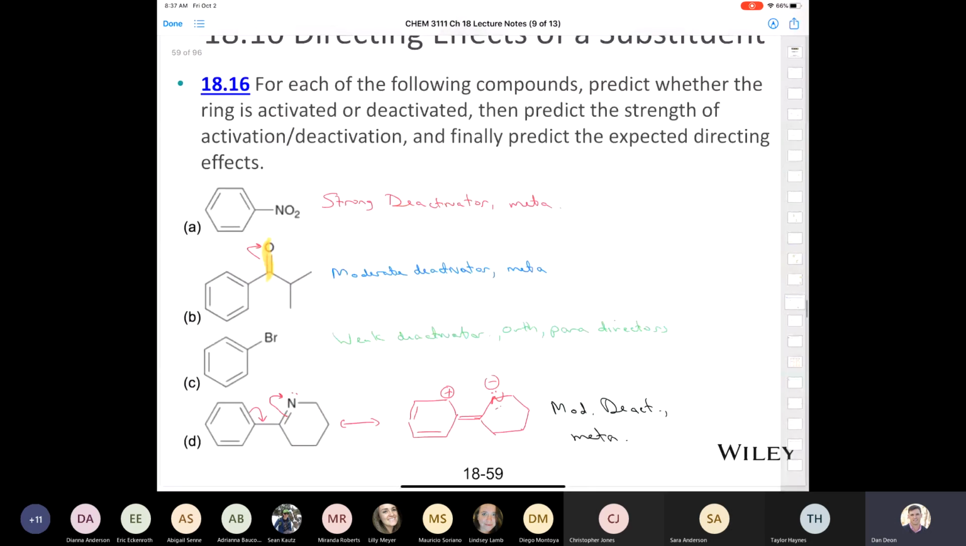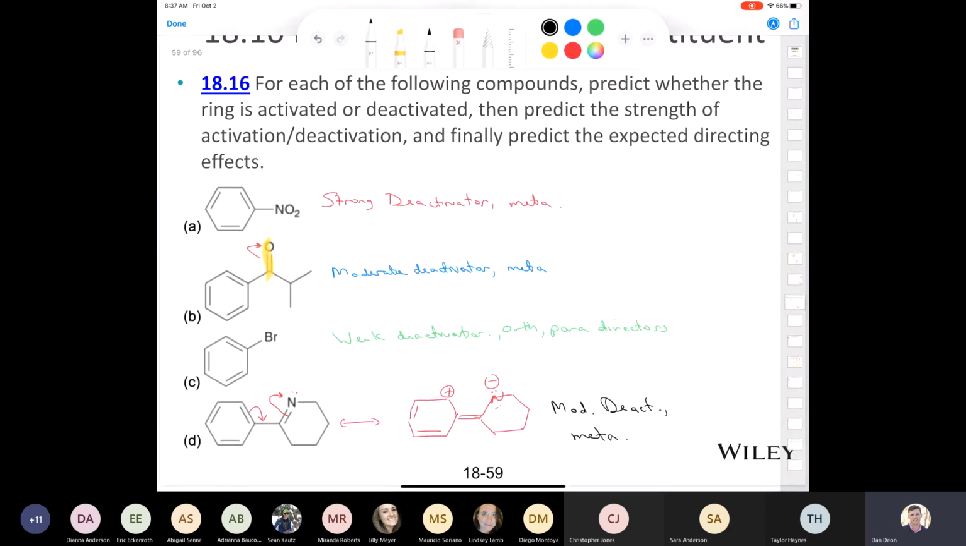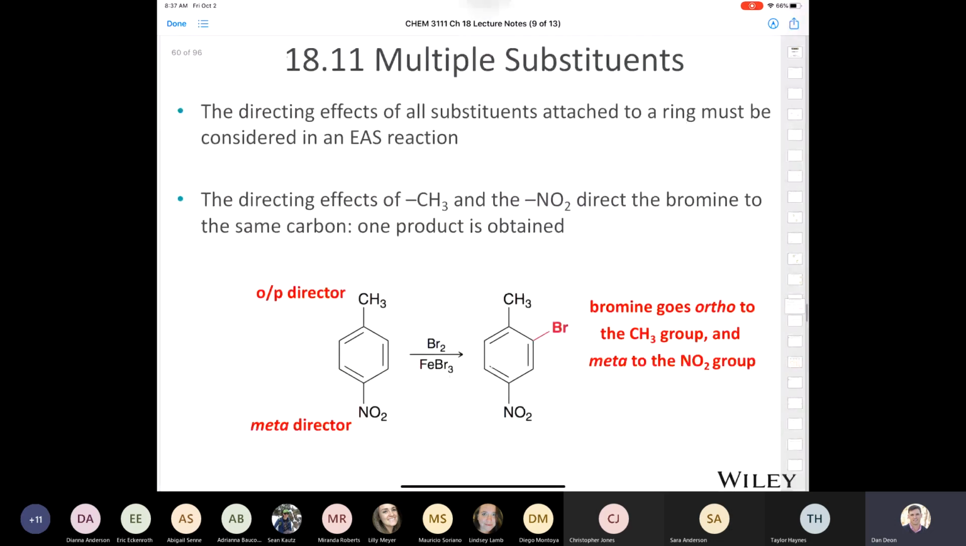So that's just kind of being familiar with what? I'd say table 18.1 is kind of the whole crux of this question, making sure that you know that table inside and out.